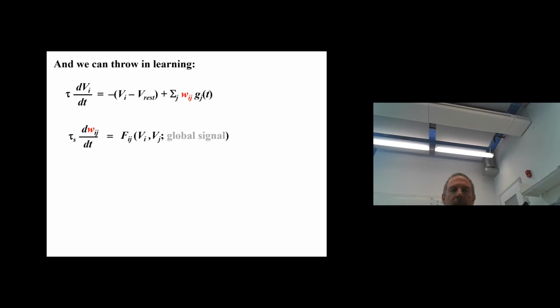And we can throw in learning. We kind of know what learning looks like. The weight which connects neuron J to neuron I changes with learning. Typically V sub J is really the spikes on neuron J. If the presynaptic neuron spikes, there's some global error signal which we don't understand at all. We mainly don't understand.